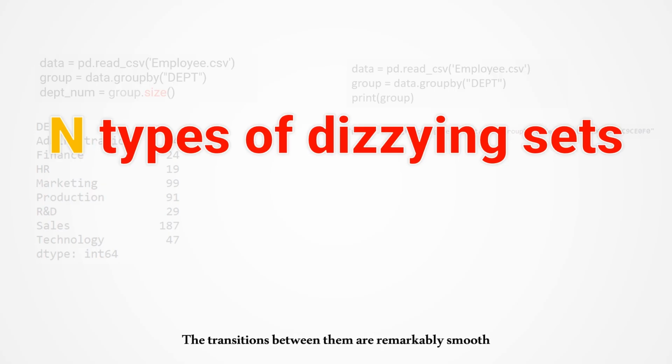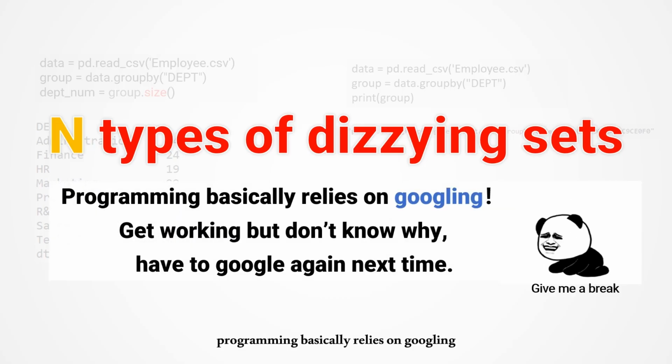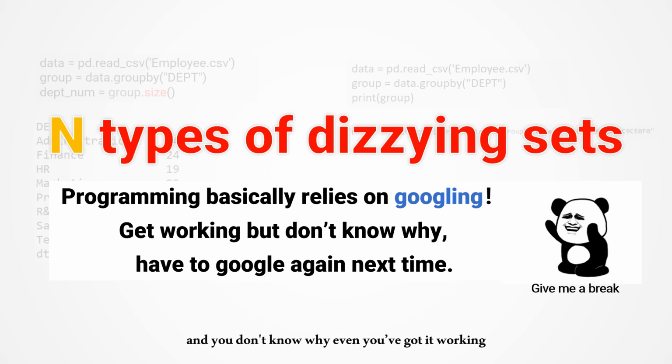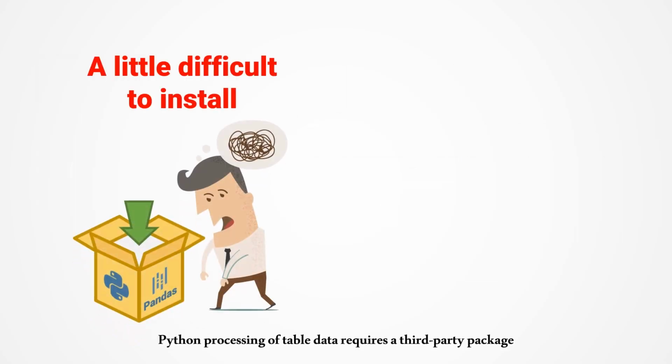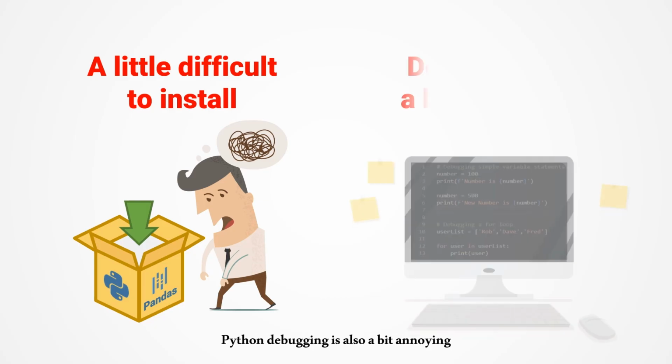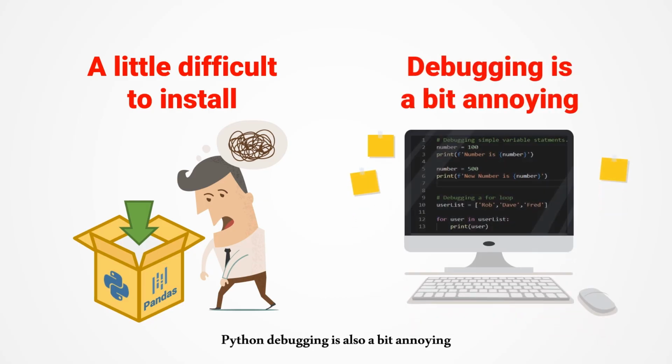The transitions between them are remarkably smooth, and without careful attention, you might compute something unfamiliar. Therefore, programming basically relies on Googling, and you don't know why even you've got it working, and you'll have to Google again next time. In addition, Python processing of table data requires a third-party package, and the installation is a bit difficult. Python debugging is also a bit annoying, mainly still using the print method.